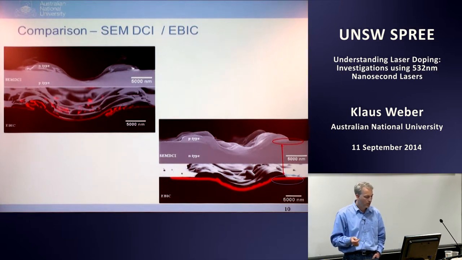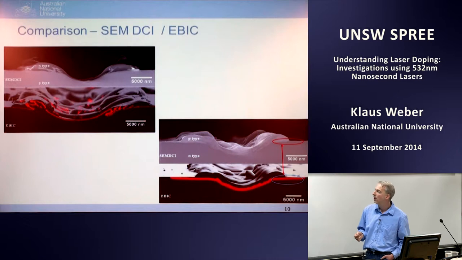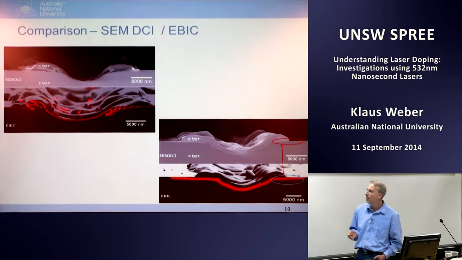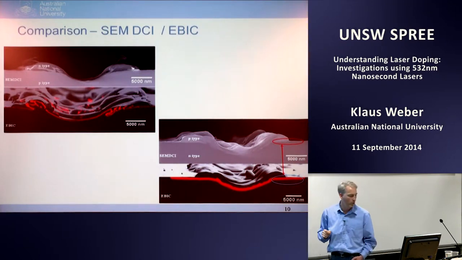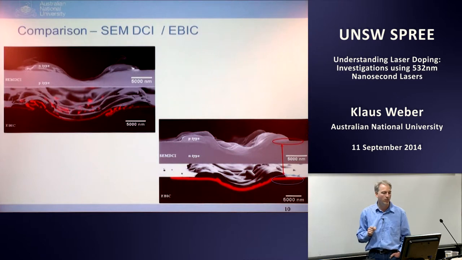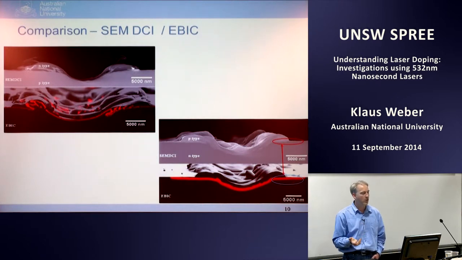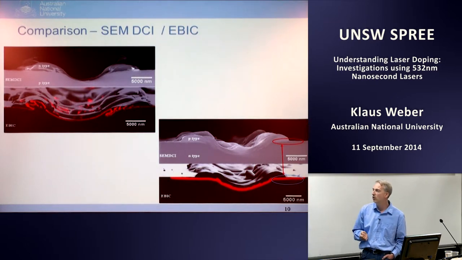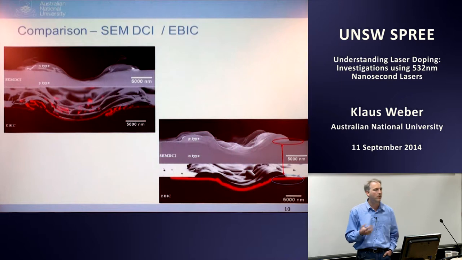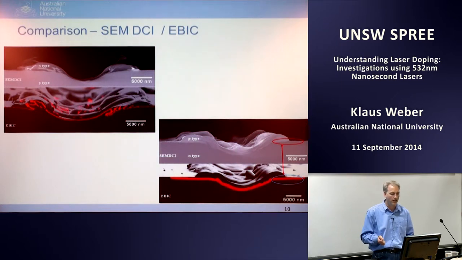And once again, in the bottom right image, we get good qualitative agreement between the two techniques. You probably can't see it very well at the back, but again, there is quite a bit of contrast variation within the doped region in the SEM image. If you were just to try to interpret the SEM image, you wouldn't be really sure whether all of that melted region was doped homogeneously or not. And in this particular case, EBIC tells us that actually all of that region was doped, because we get a nice continuous EBIC signal. So once again, that points to that sensitivity limitation of the SEM technique.